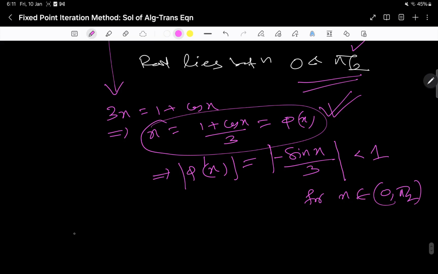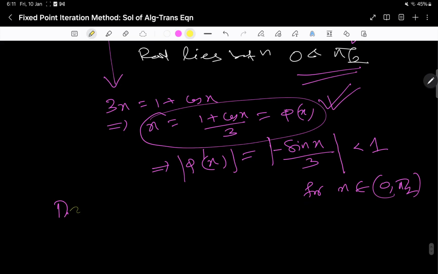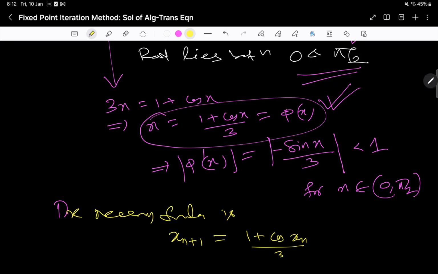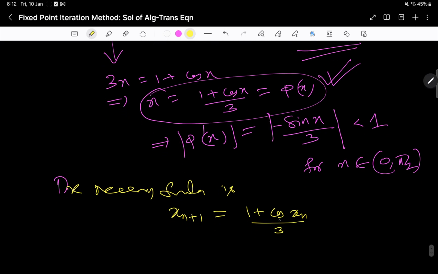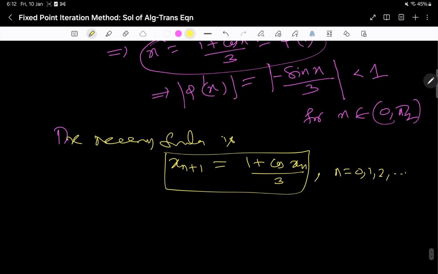So thus the necessary formula is x(n+1) equals (1 plus cos xn) divided by 3, where I can choose any value x0 in this interval. Here n is equal to 0, 1, 2, and so on. Let my x0 be equal to 0. Any value I can take, 0, pi by 2 or anything in between, as the initial approximation.